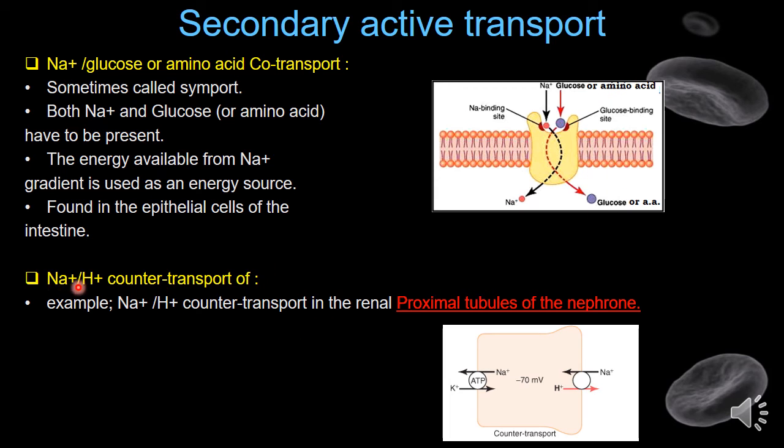The other type of this transportation is sodium hydrogen counter-transportation, and this is found in the renal proximal tubule. Here you can see this is the urine, and sodium is moving in this direction and hydrogen is moving in this direction. Sodium is moving with the concentration gradient because sodium here is low, sodium here is high. Hydrogen is moving from high concentration to low concentration. Hydrogen here is high, hydrogen outside is low. So this is active transportation.